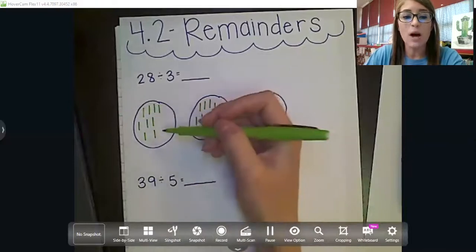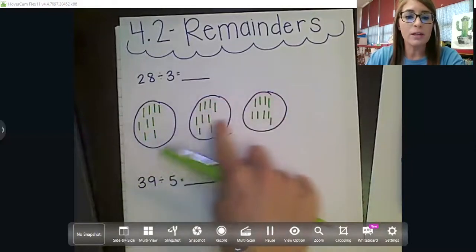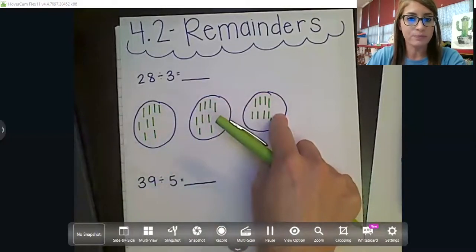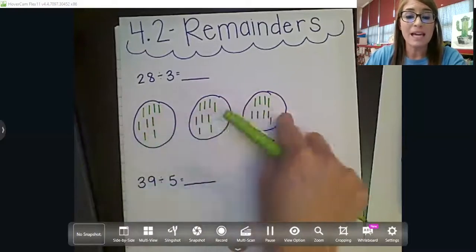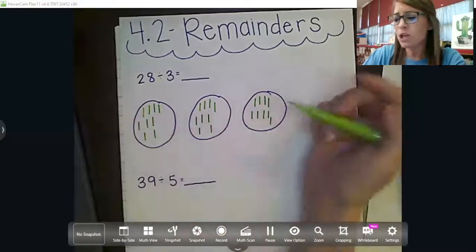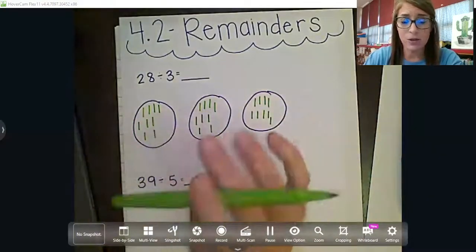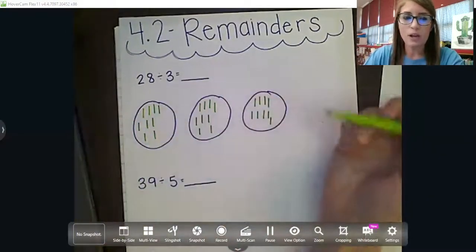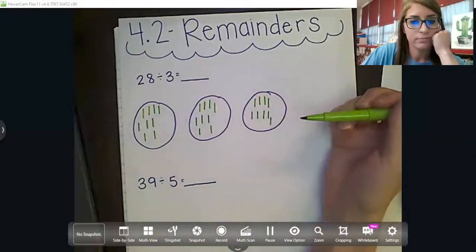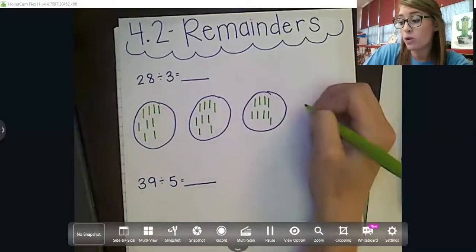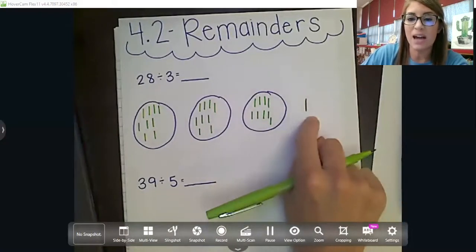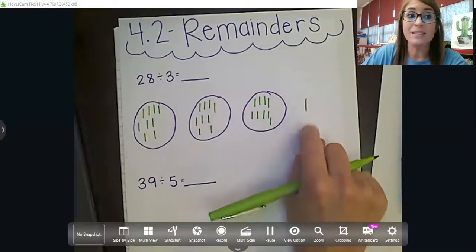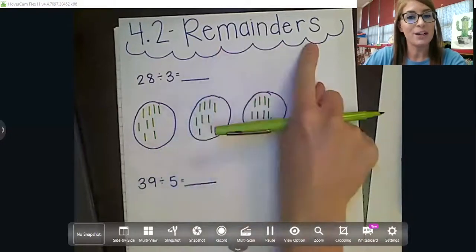If I put 1 in here, are all 3 circles going to be even? No, and that's the goal. We want the same amount in each circle. So if I can't put that 1 extra pencil in one of these groups, where do you think I need to put it? Yeah, I'm just going to draw it right over here. This 1 pencil is left out by itself as the remainder.